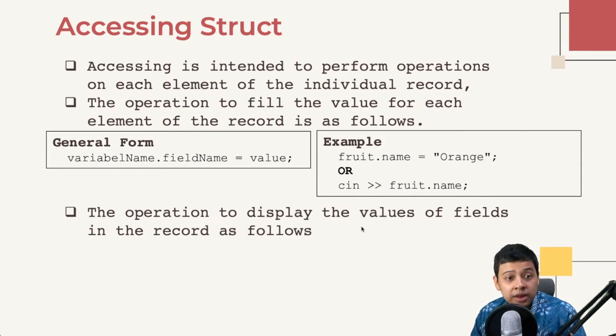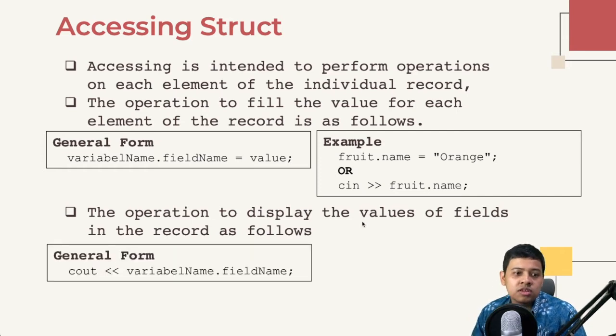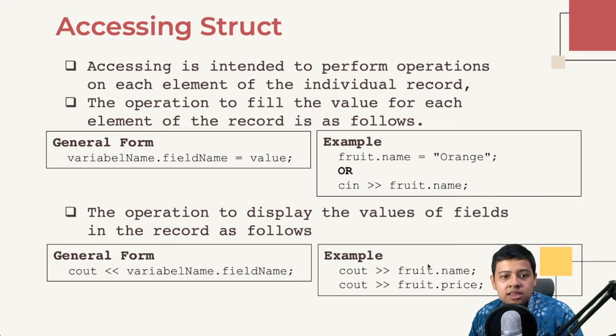The operation to display, so this is for input, and then to display the value, we can just follow right here: cout, variable name, dot, field name. So this command is used for us to access the value itself. And then here is the example. We want to print the fruit.name and fruit.price. Because of the struct, they have the name and then they have the price and so on.